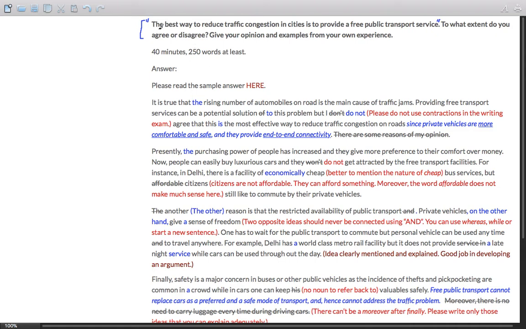Well, if you go through the question again, the best way to reduce traffic congestion in cities, of course, is to provide free public transport service. To what extent do you agree or disagree? Well, there is no doubt about agreement. There is a clear structure if you agree with this statement. What if you disagree? You have more disagreement points.